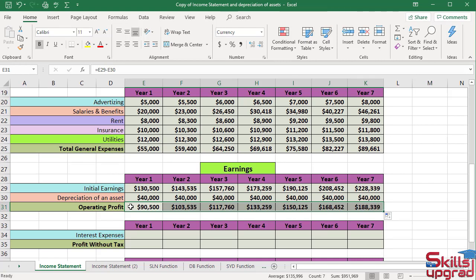$90,500. The operating profit for the second year is $103,535, and the operating profit for the 7th year is $188,339.